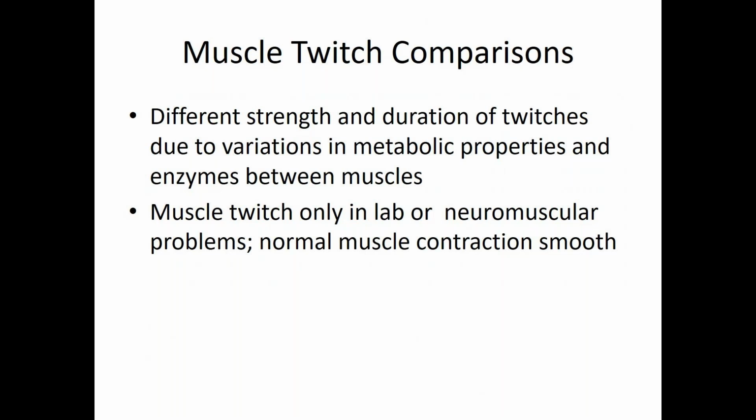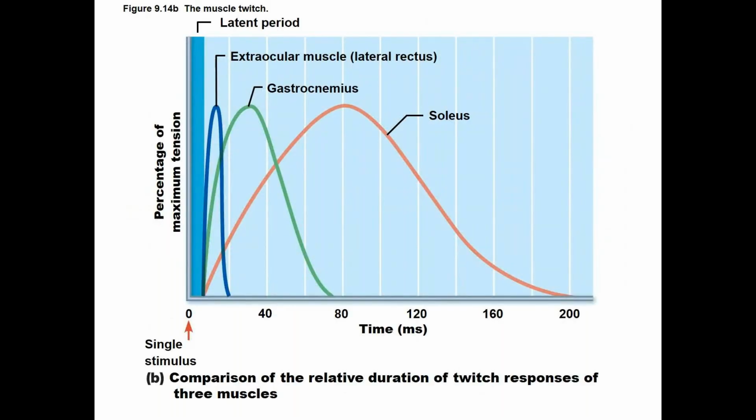So if we look at three different muscles, one of these muscles we've already seen, our old friend, the lateral rectus muscle behind the eye. Your eyes have to make relatively rapid movements. They need to be able to track objects moving across your field of vision. A very, very fast response.